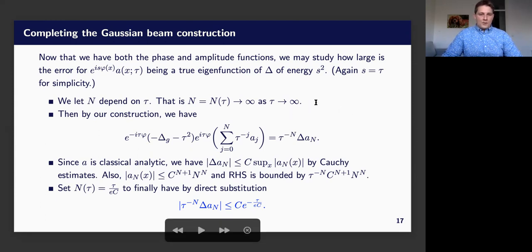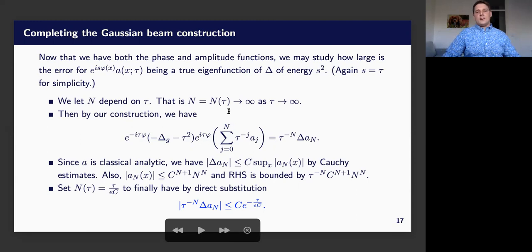So now comes a small punchline. We actually let this capital N, which was the length of the amplitude expansion, depend on tau. In particular, it means that when we take tau to infinity, or consider large taus, N of tau will actually go to infinity.